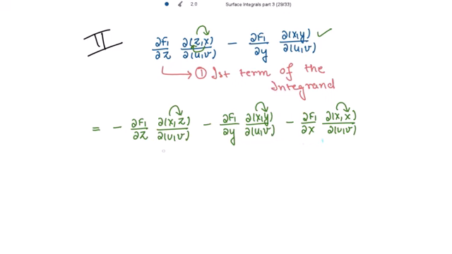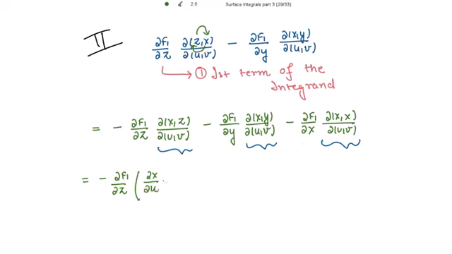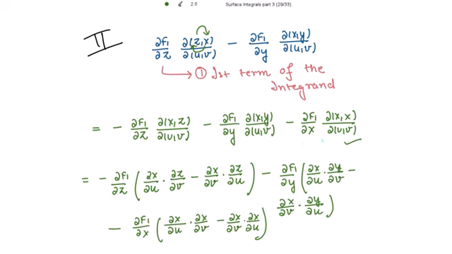And now let's write the values for these. Partial derivative of x with respect to u into partial derivative of z with respect to v minus partial derivative of x with respect to v into partial derivative of z with respect to u. Similarly, I'm writing the other ones also. You don't have to cancel them, okay? I need to use these. We need to collect the terms now.